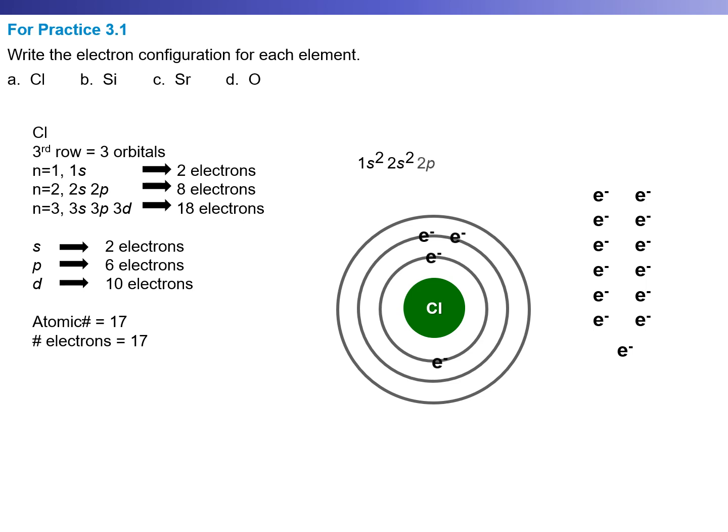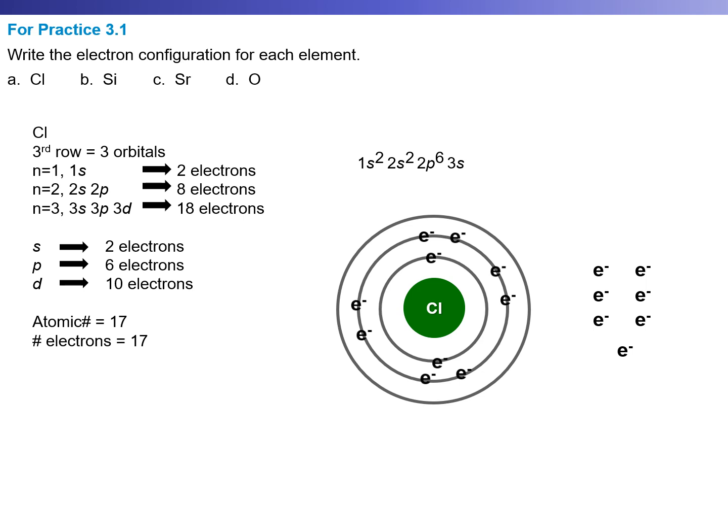Now we have to populate the 2p. So every p can hold up to 6, and we have plenty of electrons to work with here. So we're going to drop 6 electrons into that second orbital. We're going to let our reader know that we've done that by writing a 6 in the superscript of that 2p, and we're done with our second orbital. We've got 8 electrons in there. We've got 2 in the s subshell, we've got 6 in the p, and that gives us a total of 8. So now we have to move on to our third orbital.